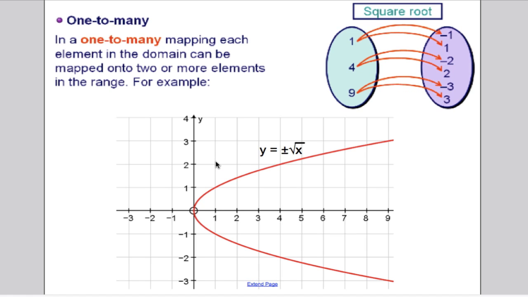Next we have one-to-many. Say the square root was your function. If I take the square root of 1, my input is 1, I get the answers 1 or minus 1. Okay, so I put a unique x in, but I get 2 different outputs. Okay, same thing here, maybe with 9. I put a 9 into my function, I take the square root of 9, and I get 3, and I get minus 3. Okay, so one particular x gives you 2 outputs.